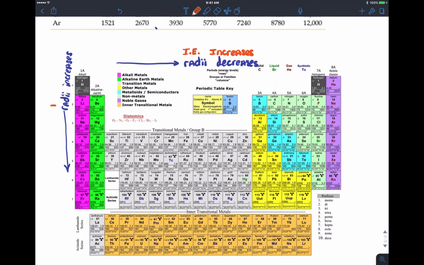In terms of our groups, if the electron is further away from the nucleus, that electron is going to be held looser. It's not going to be as difficult to remove, so our ionization energy is going to decrease.